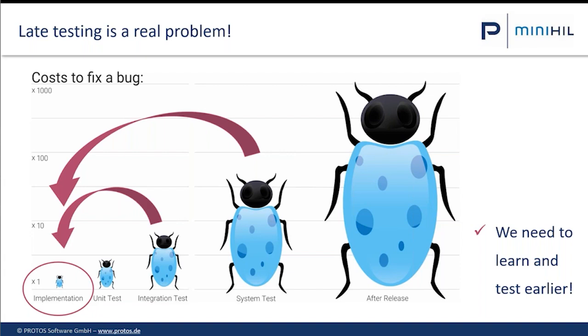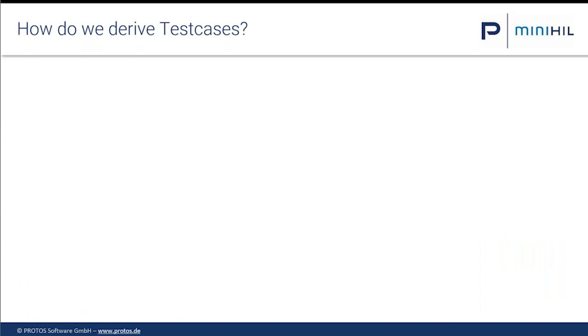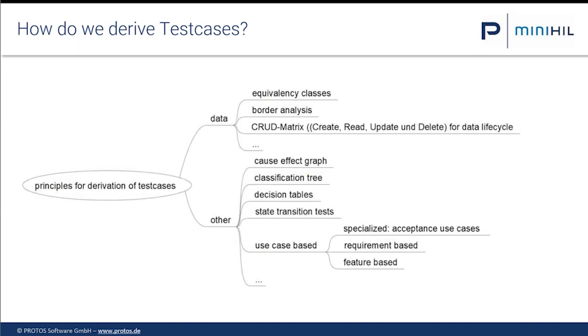That's what we do. And so now, the first question, if we're talking about robustness tests, is how do we derive test cases? Let's have a look at some principles for the derivation of test cases. It's only a small number of methods here. So we have certain methods to derive test cases for data, like equivalence classes, boundary analysis, CRUD matrix, and so on. And other methods for paths for different situations, like cause-effect graphs, and so on.